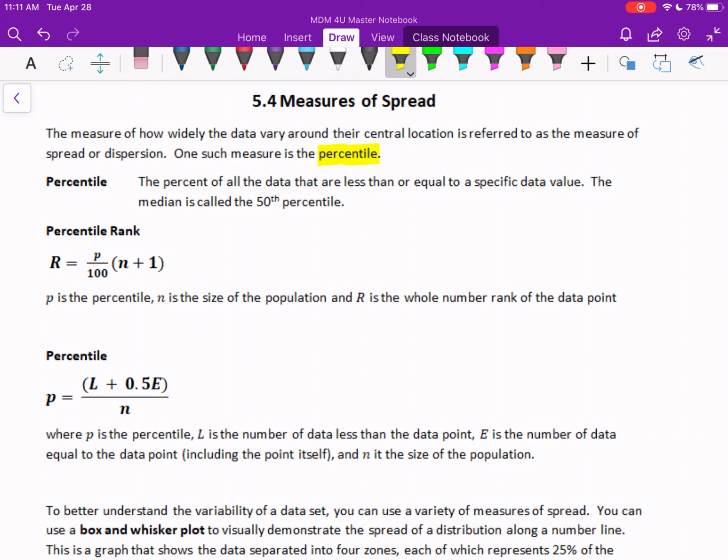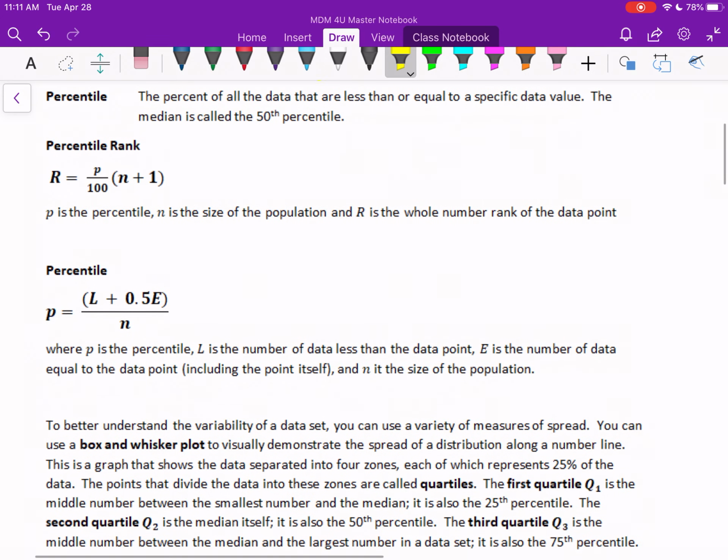And we've already looked at the median. Just to tie that into what we've already looked at, the median is called the 50th percentile. There are a couple of calculations we can do with percentiles. One is the percentile rank, which tells you which piece of data you would be in a particular percentile, and then there's the percentile calculation itself. So R for rank equals P for percentile divided by the population size, which is n.